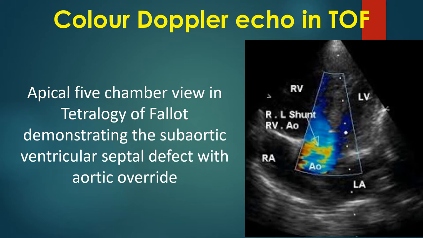Apical 5-chamber view in tetralogy of Fallot with color flow mapping in systole, with right to left shunt across the ventricular septal defect. Blue stream moving from the right ventricle across the VSD to the aorta is clearly visualized in this frame. There is also a blue stream from the left ventricle to the aorta.